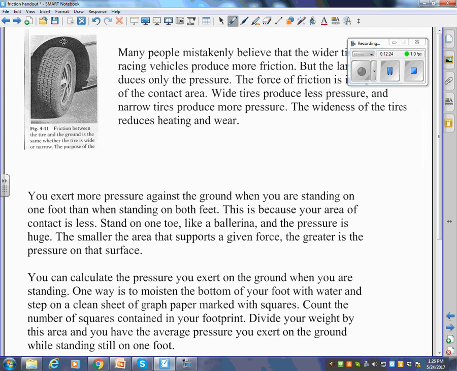Okay. Someone was asking, was it you, Zane, was asking about the wide tires? I can't remember. Was it you? A few days back?